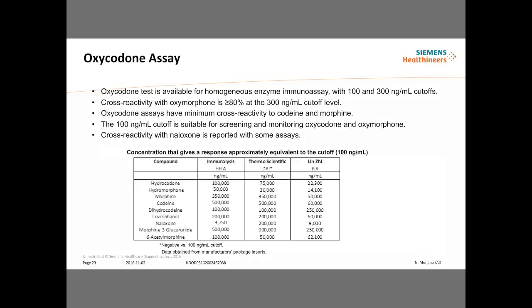And as you see here, a table shows the cross-reactivity of a number of opioids at the oxycodone 100 nanograms per mil level. What we see is that all the assays have good cross-reactivity, or higher numbers, for codeine and morphine, which is good, and the same for 6-acetylmorphine, hydrocodone, and hydromorphone. However, some of the assays do cross-react with naloxone at low microgram levels.